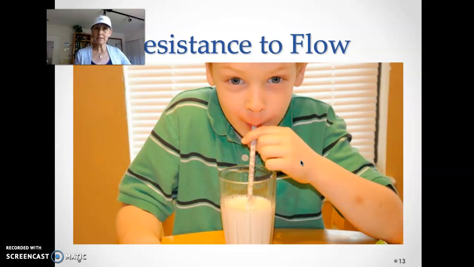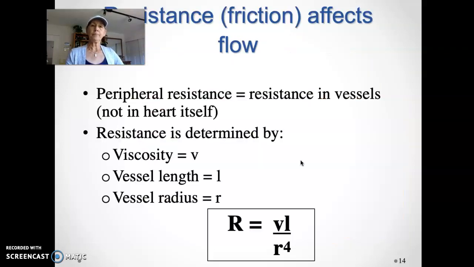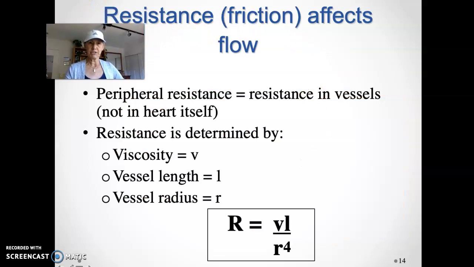And that's the same in the body, right? Because there's resistance to flow. That resistance is friction along the straw, the little straw that could be wide if it's a boba straw, it's going to be a whole lot wider. So we think about peripheral resistance, and that's resistance in the vessels.